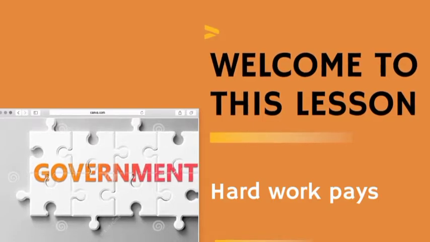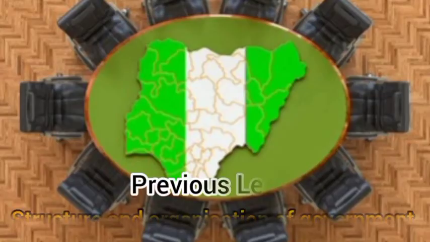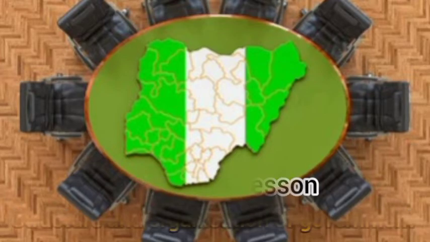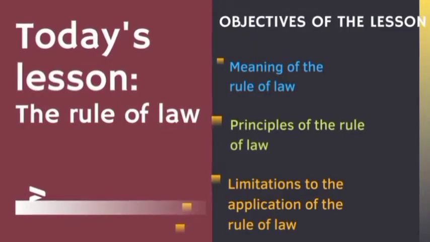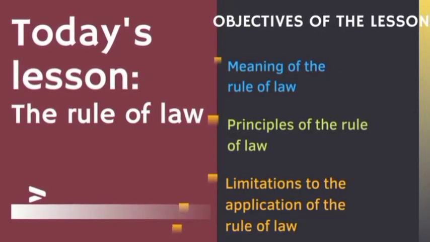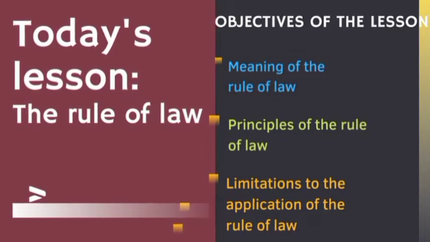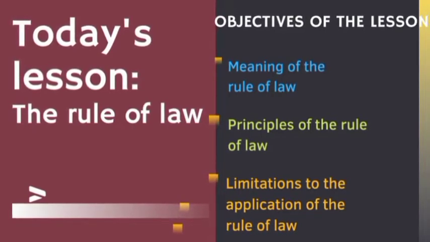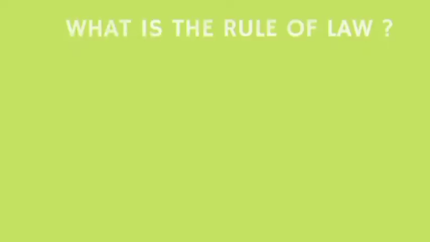Remember our last lesson was on structure and organization of government. Today's lesson is on the rule of law, and the objectives for this lesson are: you should be able to know the meaning of the rule of law, the principles of the rule of law, and the limitations to the application of the rule of law.